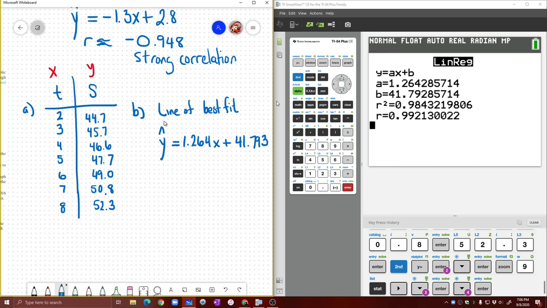Okay, now I wrote it like this, but the variables that were given to me were t and s. So now I'm going to go back here and replace that. The y is not going to say y hat, it's going to say s hat.